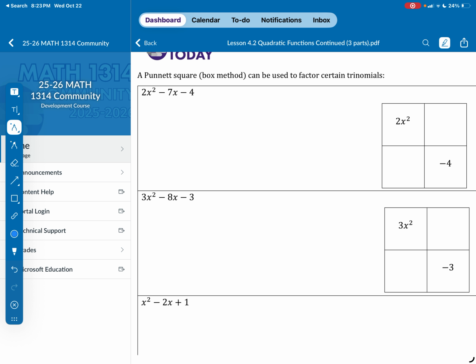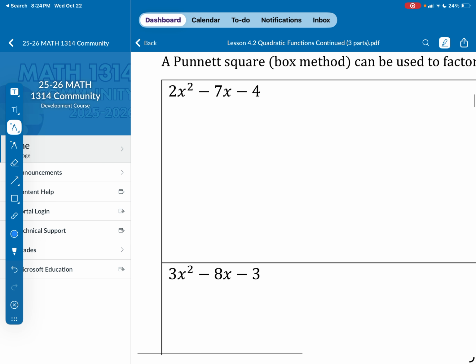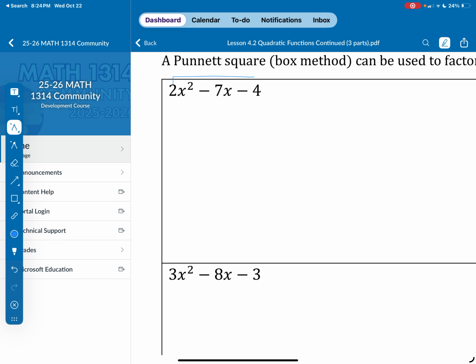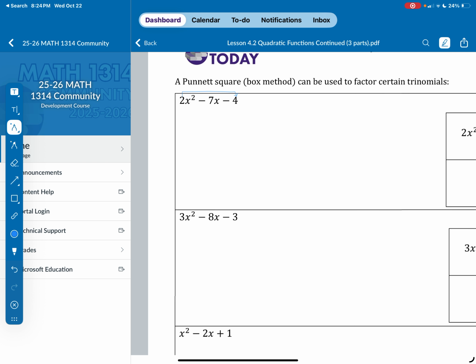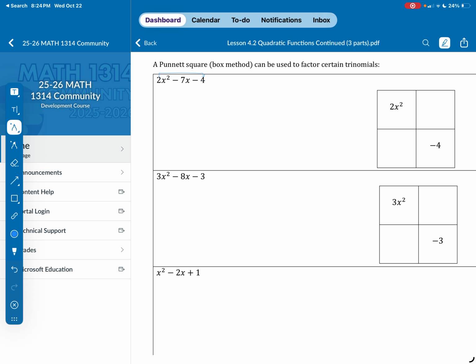All right, so just like we were doing on the front, this 2 is not a leading coefficient of 1, so I need to go ahead and multiply this. So when I take a times c, I get negative 8, okay? So I need to figure out, well, what are my factors of negative 8? So I know it's 1 and 8 and 2 and 4, okay? But I need to add somehow to give me negative 7 because that's my middle term.